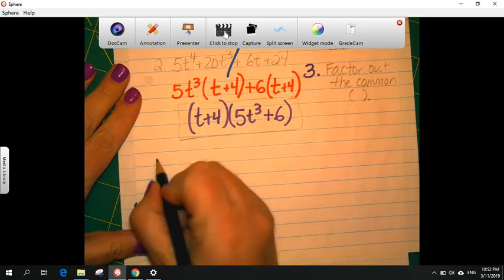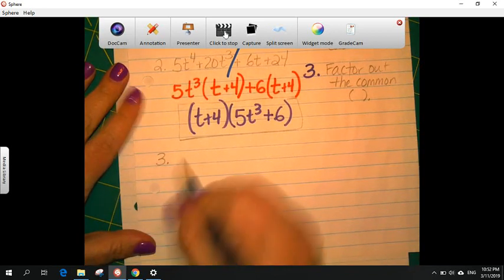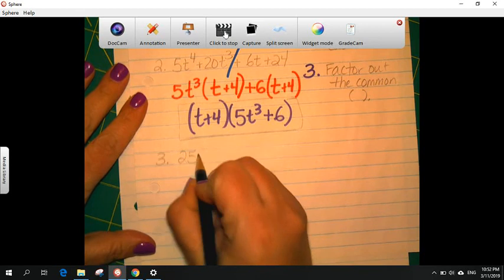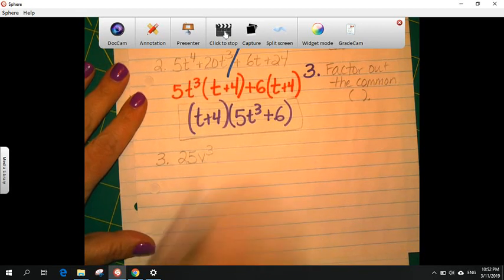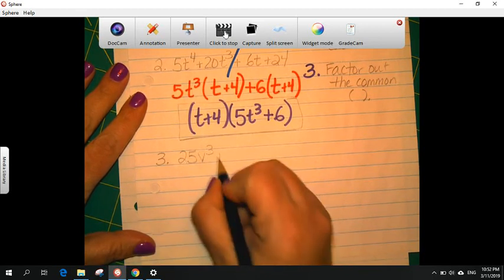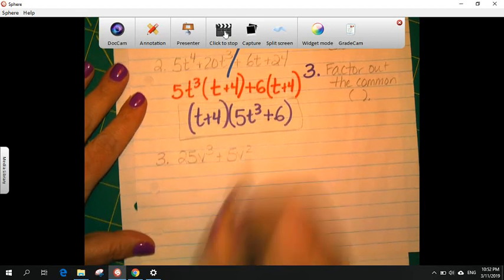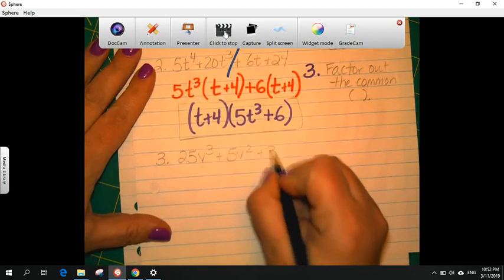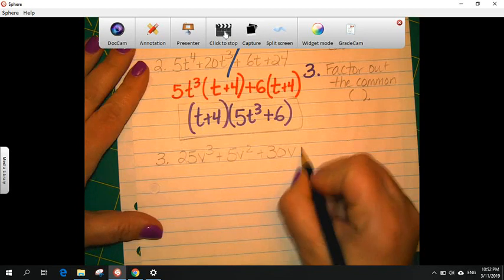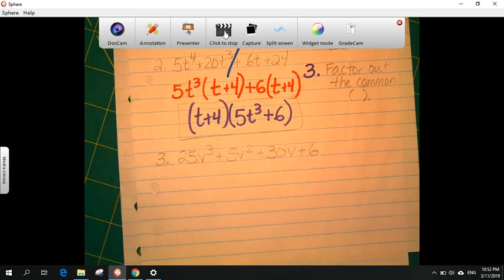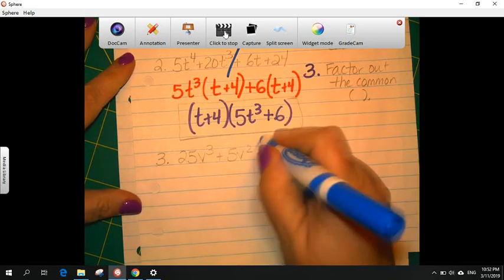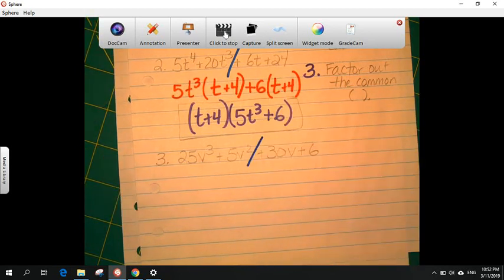Number 3. 25v to the 3rd plus 5v squared plus 30v plus 6. Okay, step 1, chop it in half. Step 2, factor out a greatest common factor from each half.